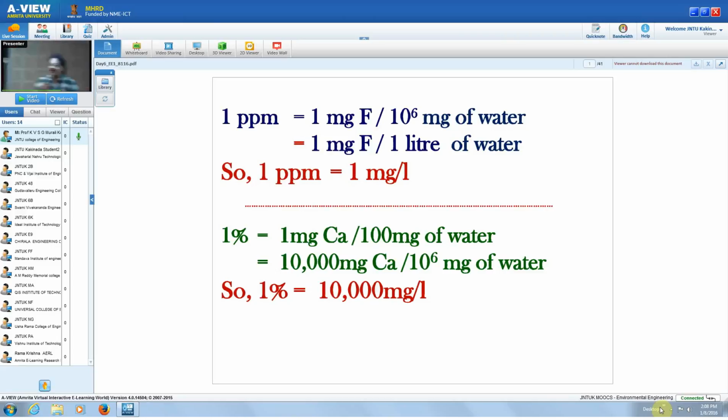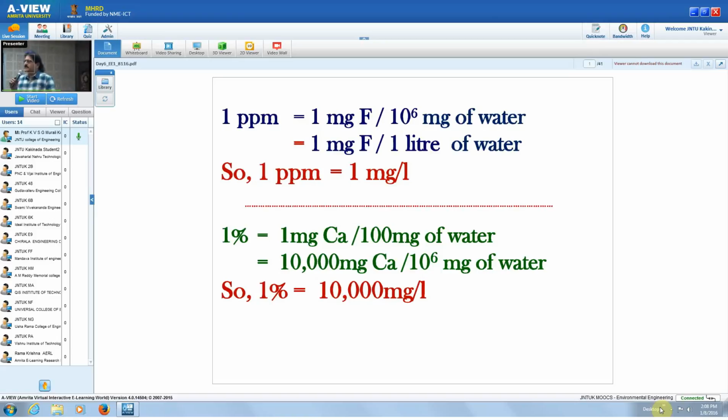When it comes to percentages, whenever the concentration of a solid like chloride or fluoride or salinity or calcium or magnesium or iron is high, we express it as percentages. For example, in Srikakulam or near Visakhapatnam, we have bauxite ore. The aluminum percentage is nearly 50%. So the concentration is very high, so we do not express it as ppm or mg per liter. We express it as percent.